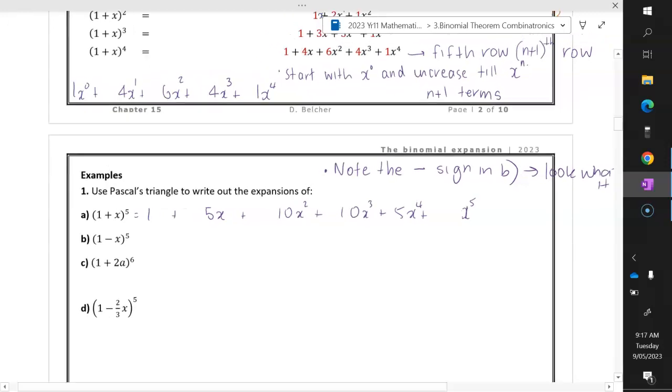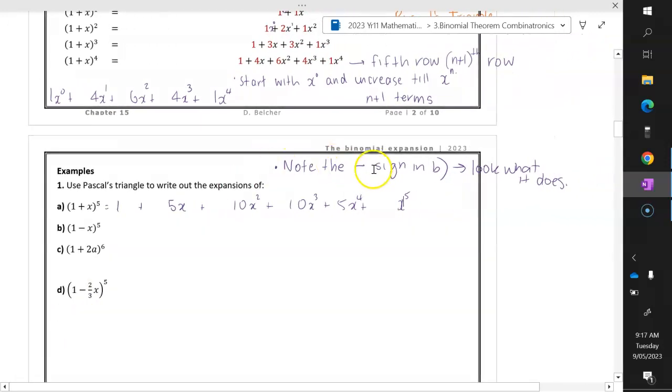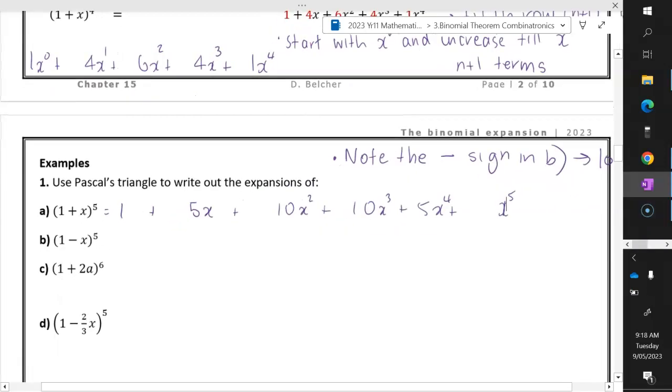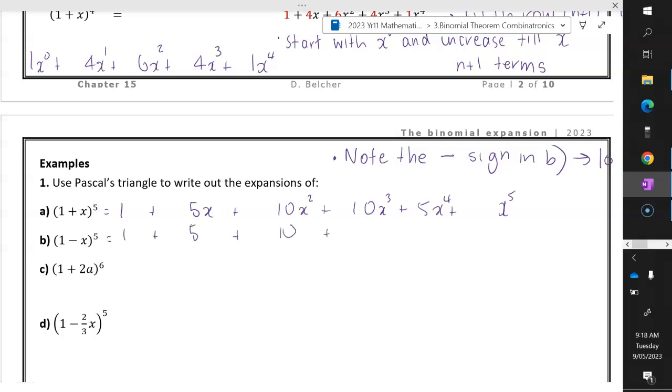I popped a little note at the top here to note the minus sign in here, because the minus is going to do something to the pattern, and we'll have a look at what that does when we get there. Okay, so for the next one, we're going to be looking at, again, to the power of 5. So I'm going to put my same coefficients in as I did for the question up above. I'll pop the pluses in for now, but we need to note that we're going to have to look at minus x.